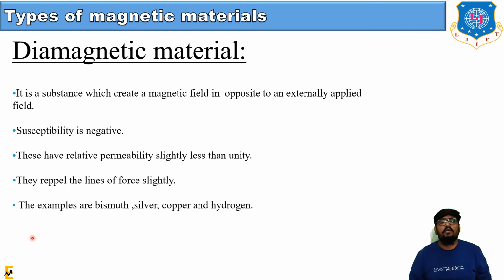Further, whenever you study superconductivity, you will find that the susceptibility of a superconducting material is equal to -1, because they are highly diamagnetic in nature.